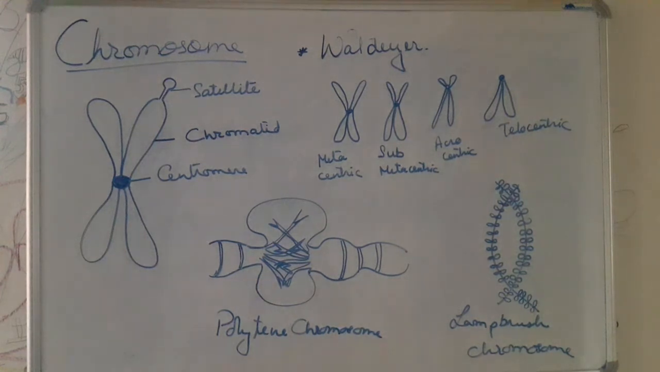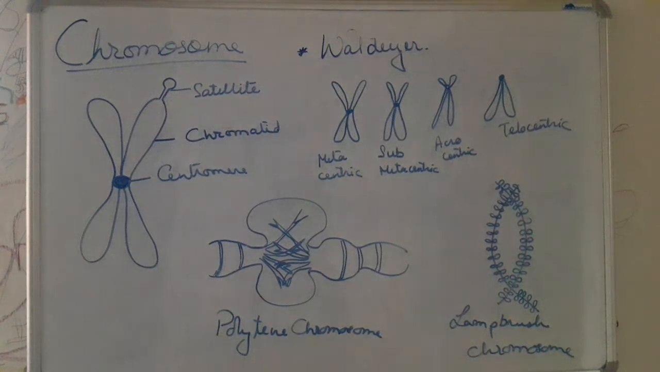Now after the processes are completed, similar to the polytene chromosome, these loops are withdrawn. When the work is done and transcription is completed, the loops are withdrawn and it takes the normal shape. So this is all about the chromosome part.